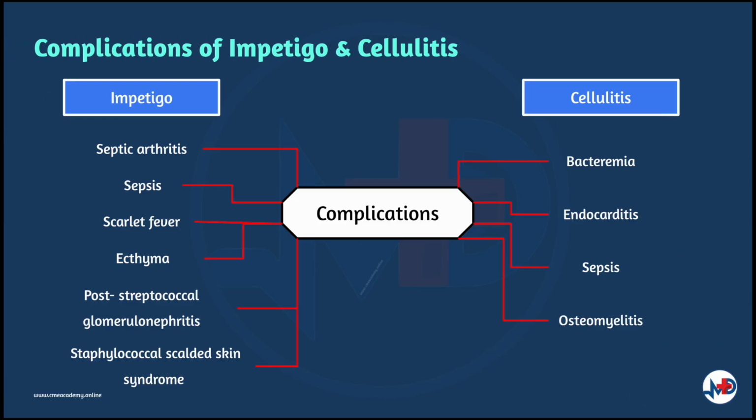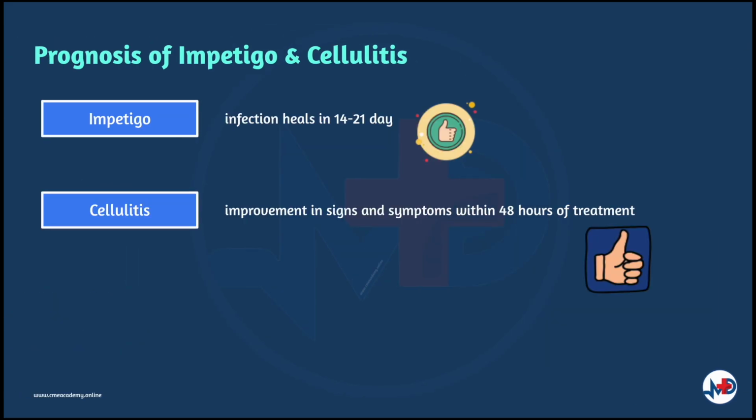Some of the acute complications of impetigo include post-streptococcal glomerulonephritis and ecthyma, whereas for cellulitis, acute complications are bacteremia and sepsis. In terms of chronic complications, impetigo may lead to septic arthritis, scarlet fever, sepsis, staphylococcal scalded skin syndrome, and meningitis in neonates. Conversely, chronic complications of cellulitis are endocarditis and osteomyelitis. Prognosis-wise, for both impetigo and cellulitis, they are fairly good. In impetigo, the infection heals in 14 to 21 days, and in cellulitis, improvement in the symptoms and signs can be seen within 48 hours after the initiation of appropriate treatment.